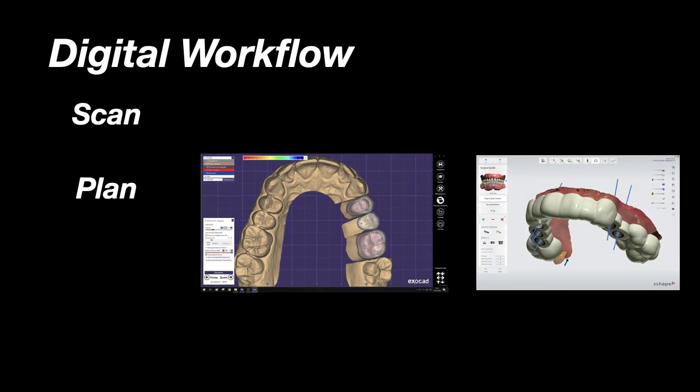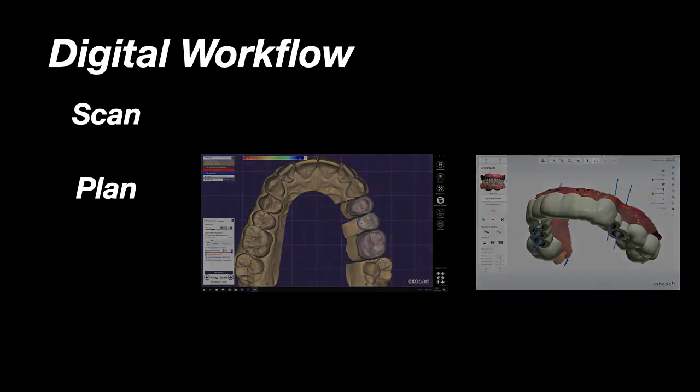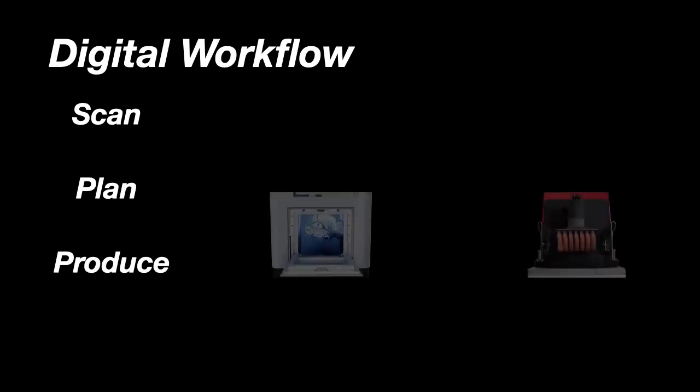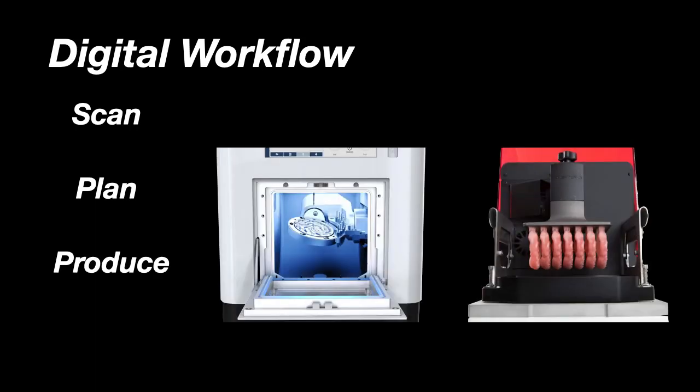ExoCAD and 3Shape seem to be two of the most popular ones on the market. You can choose whatever you like. Once you've planned your prosthesis or the object, you need to go in for production through milling or through printing, whatever you may decide depending on various factors.